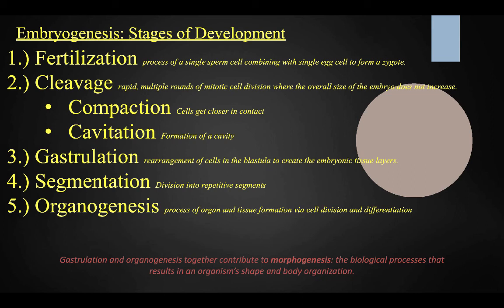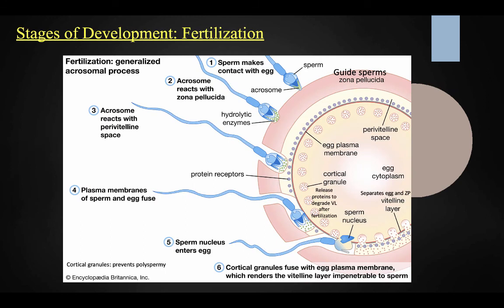And then organogenesis, which is the process of organ and tissue formation. This happens via cell division and differentiation. And just to let you know, gastrulation and organogenesis together combine to morphogenesis, which is the biological process that results in an organism's shape and body organization. So this is what we will be talking about right now, and we're going to start with fertilization.